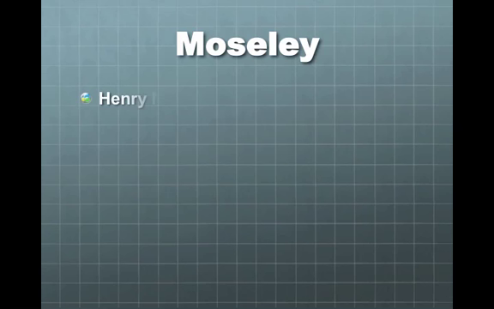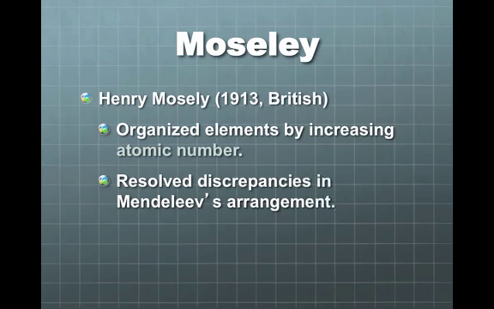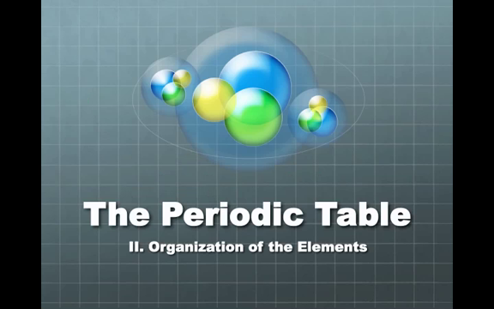Now, in 1913, a British chap by the name of Henry Moseley came along and said, hey, wait a second. Why don't we organize these elements by their increasing atomic number or increasing number of protons? When Moseley organized his periodic table in this fashion, it did resolve some of those discrepancies that Mendeleev had when he organized it by atomic mass. Now, let's look at the periodic table and how it is organized.